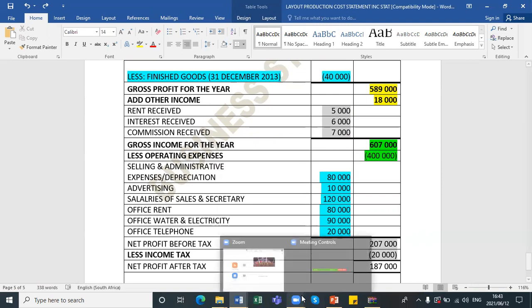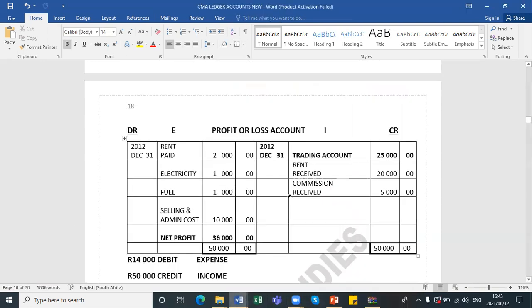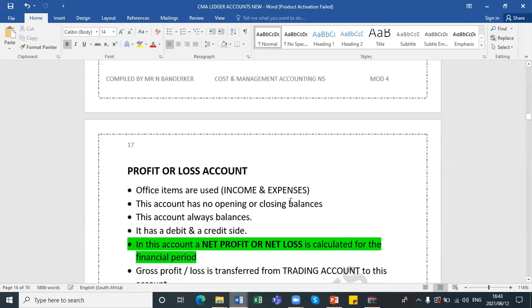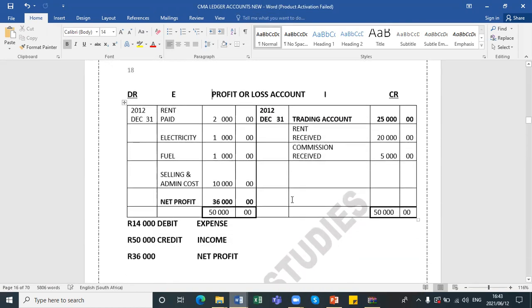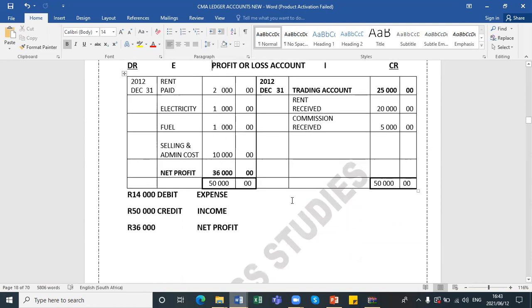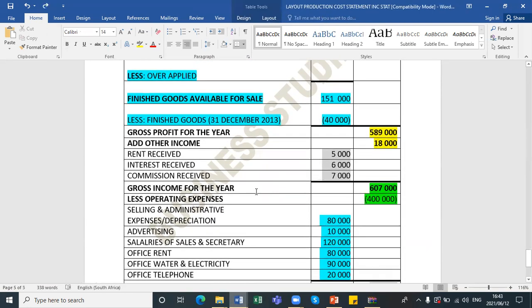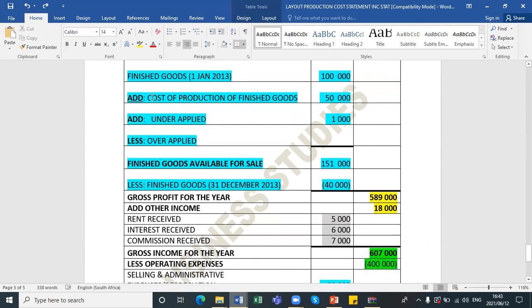So that's the income statement, basically using the information you use to do your trading account and your profit or loss account. The same information you're going to use to do your income statement. Now, they will never give you cost of sales. The cost of sales amount you will have to calculate using this information over here.